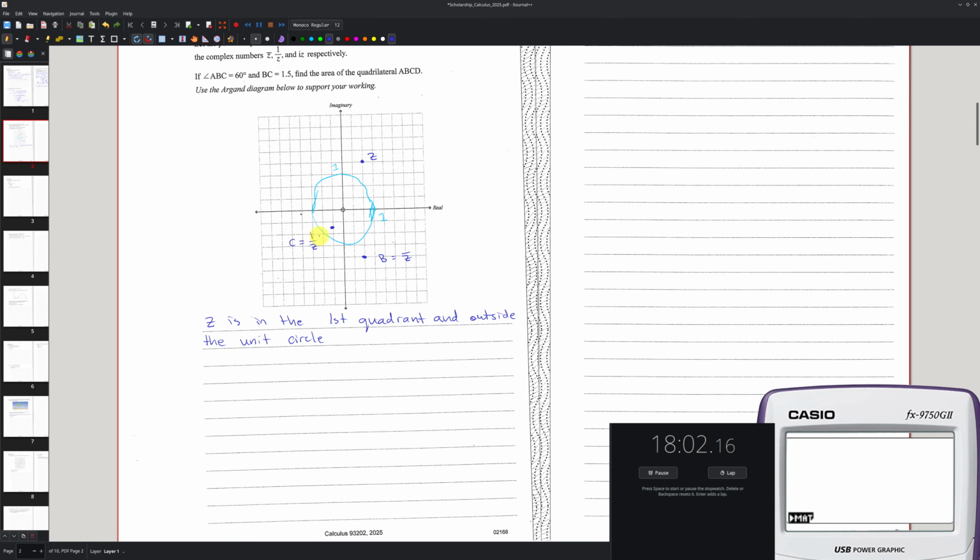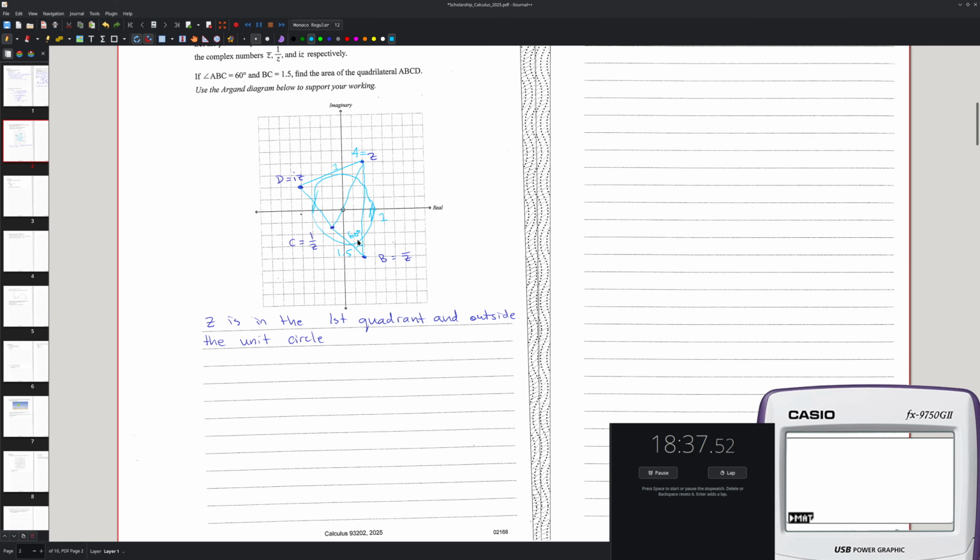And then D is equal to iz. So D is just a 90 degrees rotation, right? So what we have: angle ABC is 60 degrees, BC is 1.5. Then they want you to find the area of the quadrilateral ABCD.